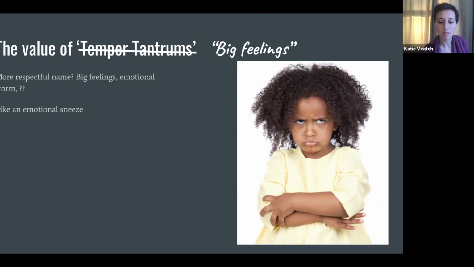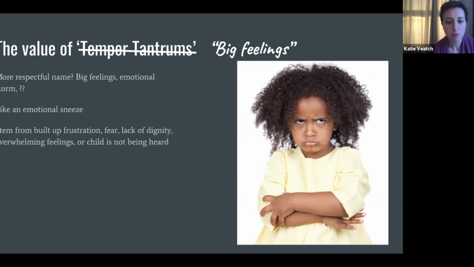They have a lot of buildup and it's not going to be pretty and it's not going to be related to the thing that they're actually doing. And we're going to be like, what is this? But it's a cue for us, and a clue that we can then know that there's something else going on for them. It's usually related to something else. It stems from built up frustration, fear, lack of dignity, overwhelming feelings, or if the child feels like they're not being heard, right? This is why we want to give them choice. It can have to do with a disruption of focus.